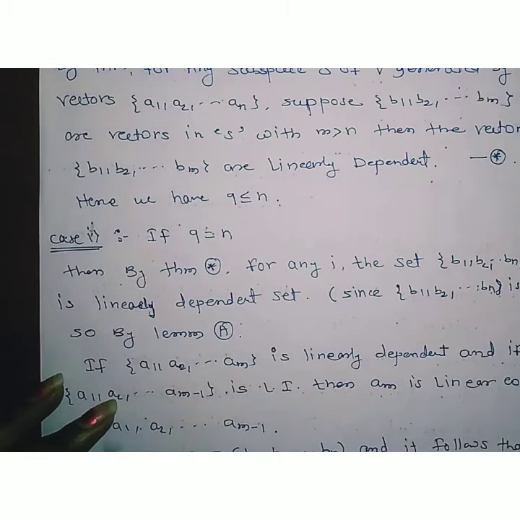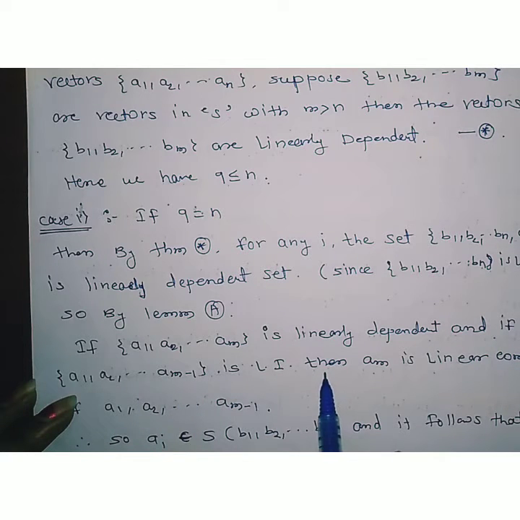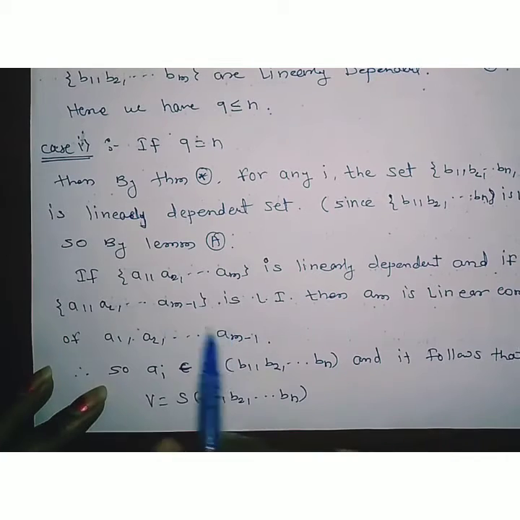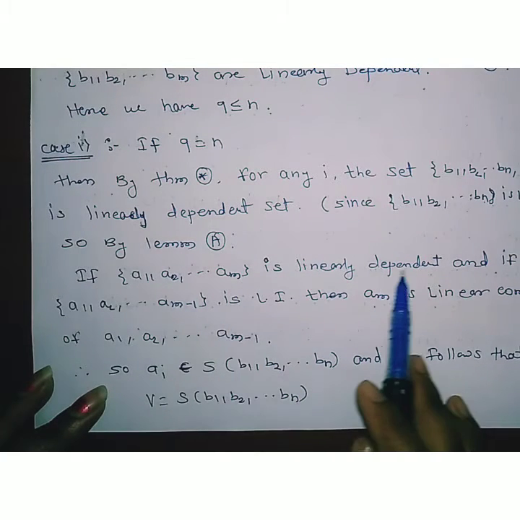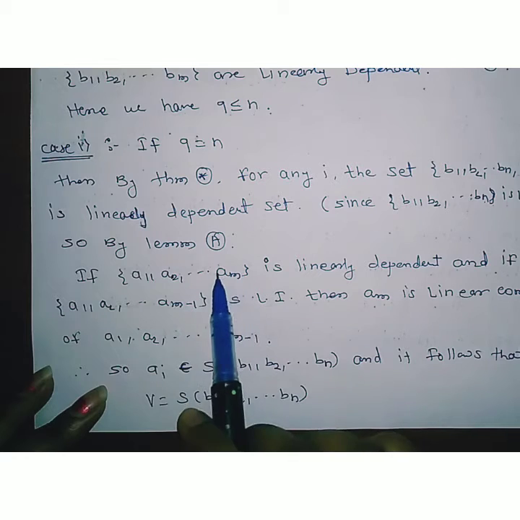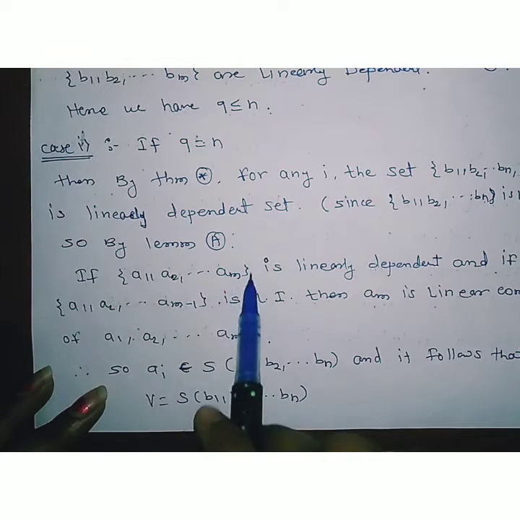Now by lemma A, what is lemma A? If a1, a2, am is linearly dependent, and a1, a2, am minus 1 is linearly independent, then am is a linear combination of a1, a2, am minus 1. This lemma is already discussed by us. If we have a linearly dependent set of vectors a1, a2, am, and we remove am from that set, the remaining set is linearly independent.